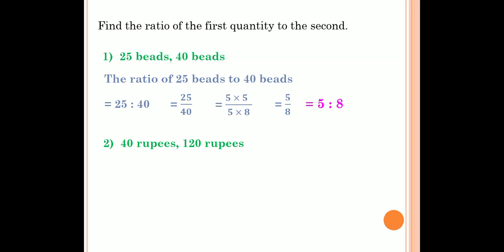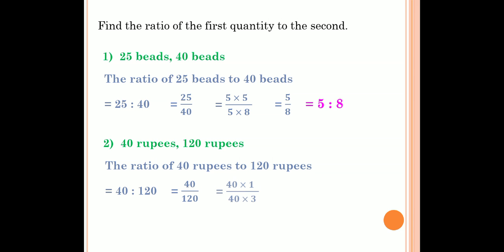But when they mention beads, rupees, paise, you have to be very careful whether the units mentioned are the same. So far we have got all units as the same. There hasn't been any difference. Now 40 rupees and 120 rupees. The ratio of 40 rupees to 120 rupees is equal to 40 is to 120. That is equal to 40 upon 120.